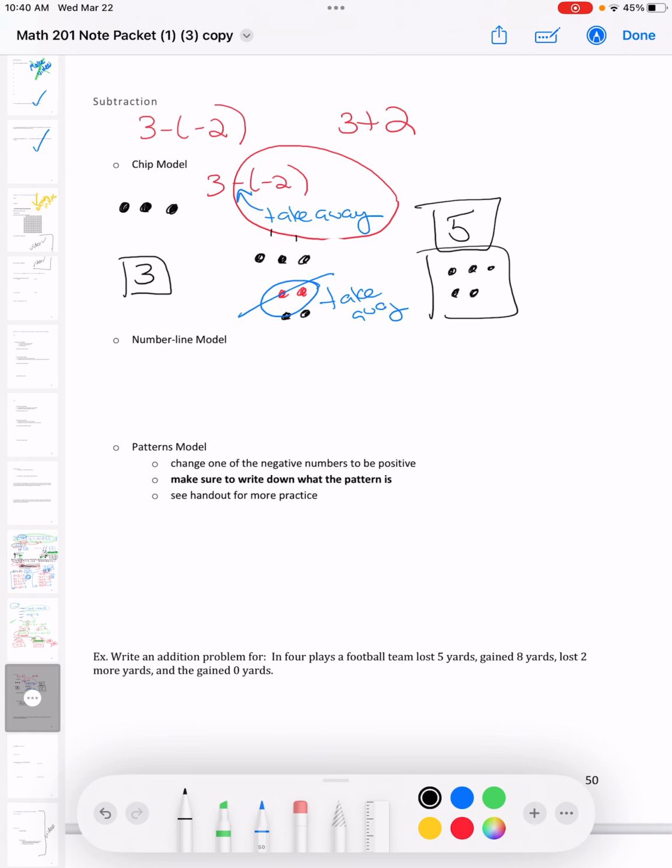I know that was a little tricky. You might need to rewind the video, but I do want to give you one to try. I want you guys to try 4 minus negative 1. We know the answer is 5. We know what the answer is, but see if you can walk through those steps for that chip model. So go ahead and hit pause and see if you can try this one.